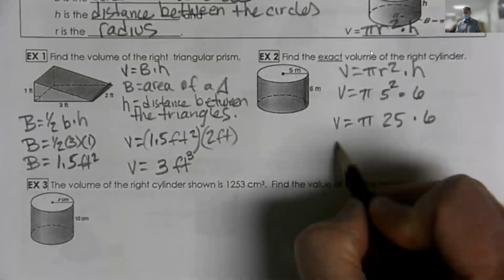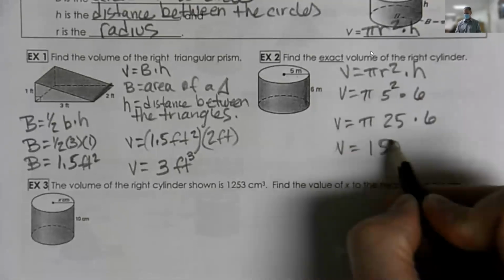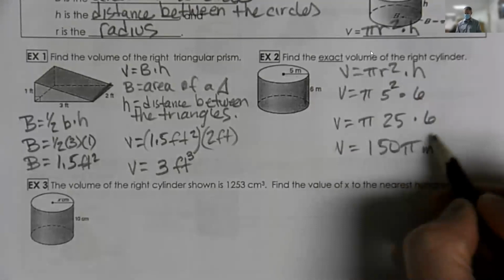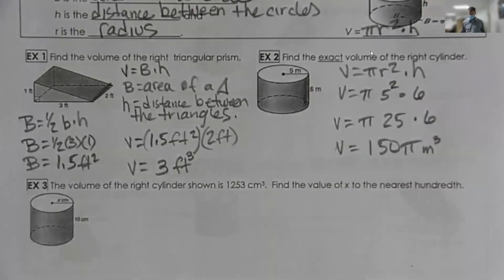So we have 150 pi, and these would be meters cubed. That would be considered the exact volume of our cylinder because it uses pi and we didn't round numbers.